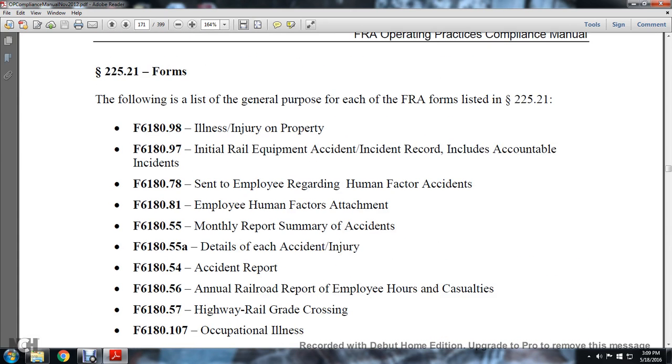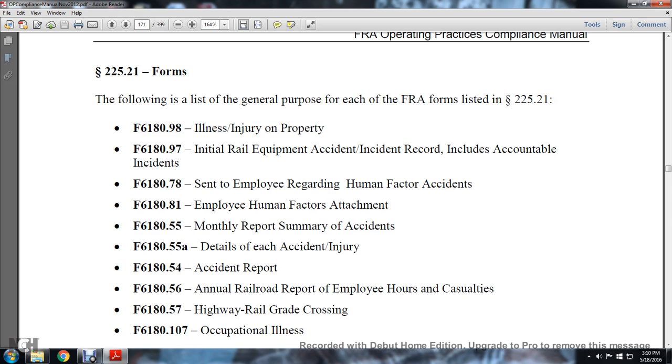All right, the forms. The following is a list of the general purpose of each of the FRA forms listed in statute 225.21. F6180-98, illness or injury to the property. 6180-97, initial railway equipment accident incident record, which includes accountability incidents. 6180-78, employee statement regarding human factor accidents. 6180-81, employee human factors attachment.